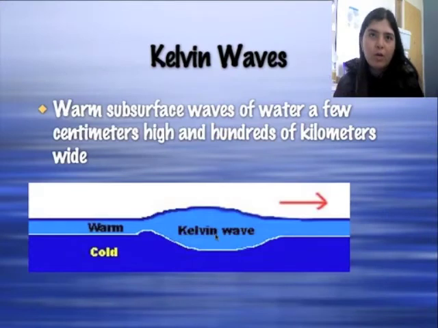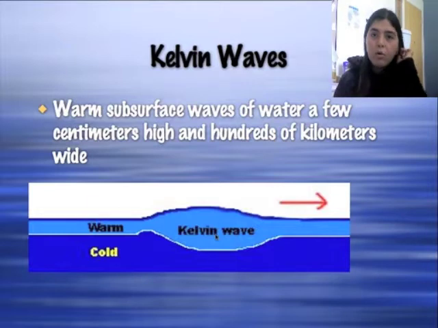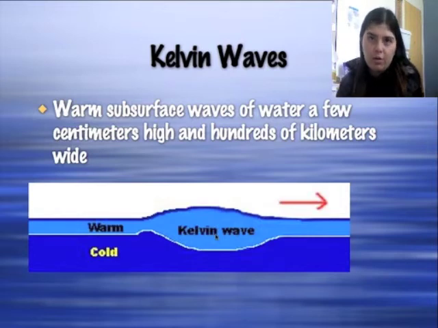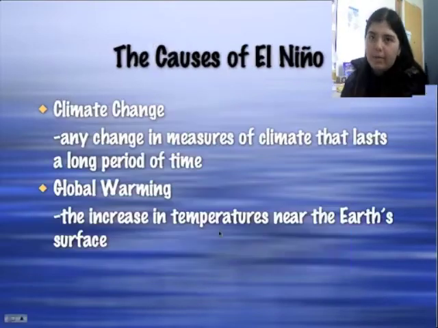Kelvin waves, which are warm subsurface waves of water a few centimeters high and hundreds of kilometers wide, cross the Pacific Ocean through the equator, which creates warm water near South America, and this is the start of El Nino. Not only does this cause water temperatures to rise, but also causes climate change.